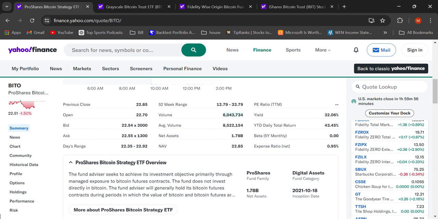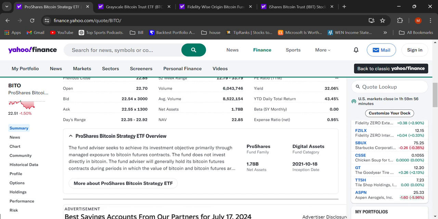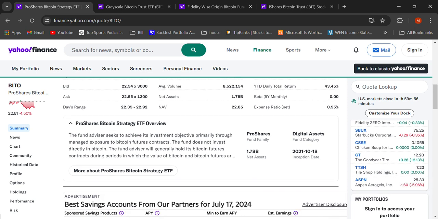It looks like the net asset value of this specific ETF is about $1.78 billion as of today, and the net expense ratio is 0.95, so it's almost 1%. It also looks like it's yielded year-to-date about 43%. So it's not too bad. And it was started in 2021, so it has been around for almost three years. That's not like it just came up yesterday. So that's, again, a good thing.